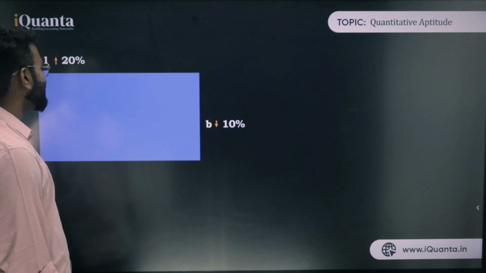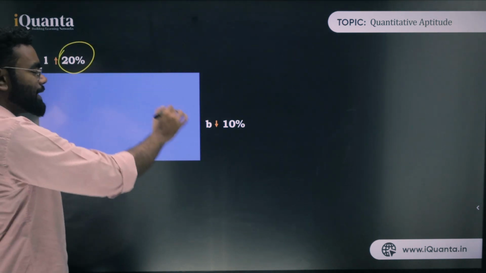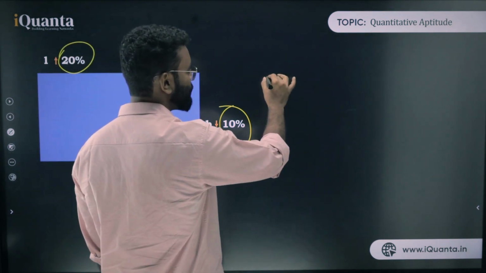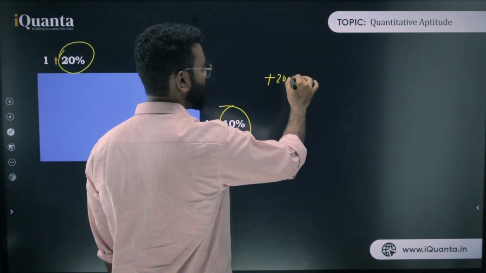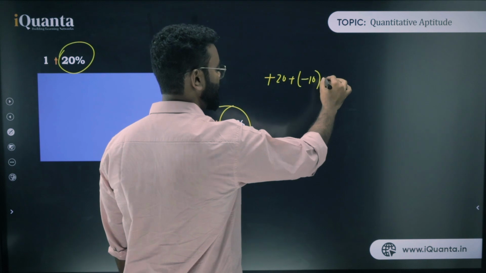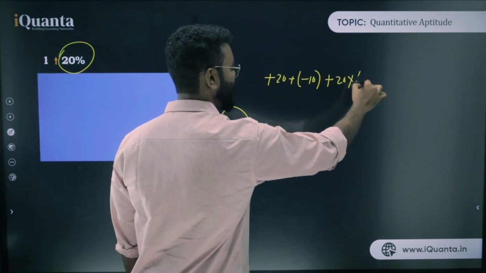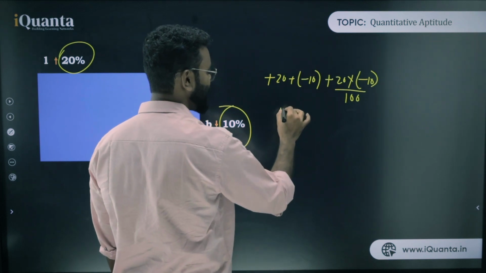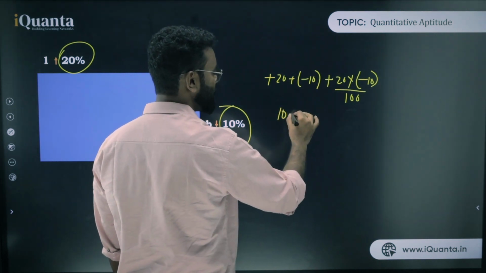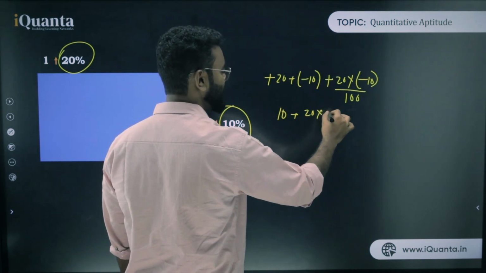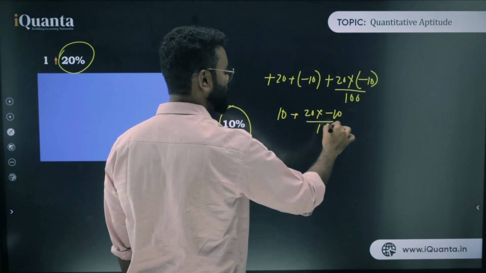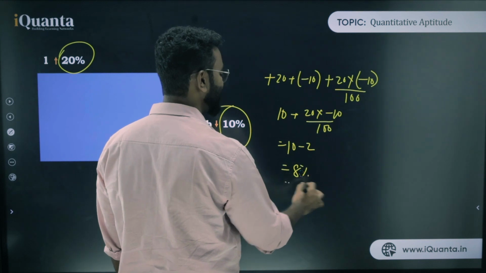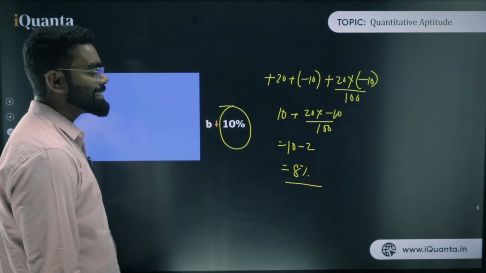Now there is a case where length is increased by 20% and breadth is decreased by 10%. So I'm trying to use the formula straight away. That is plus 20 plus minus 10 plus 20 into minus 10 upon 100. So by the formula, 20 minus 10 is 10, plus 20 into minus 10 upon 100, which is 10 minus 2. So your answer is 8%. So I can directly say there is 8% increase in area.